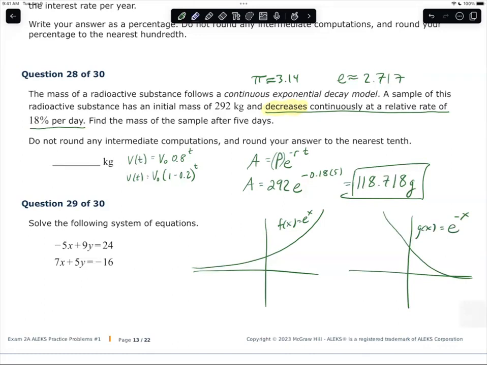And then also another key there that somebody mentioned: it said continuously. And so that's why we ended up using this e formula, rather than some other one, which might come up in a different problem later.